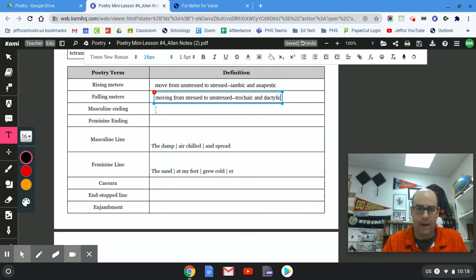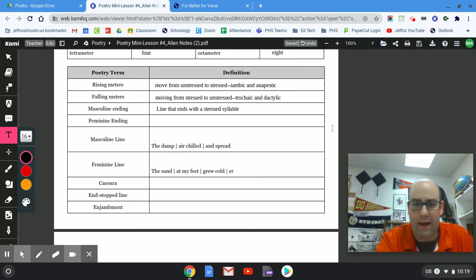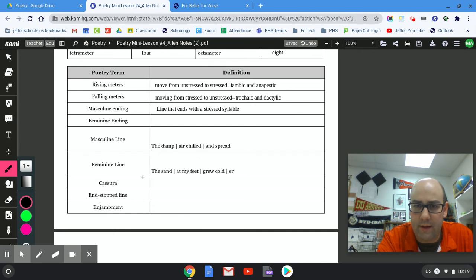Okay, now we get masculine and feminine, and these are super sexist. So a masculine ending is a line that ends with a stressed syllable. So to have a masculine ending, you're going to have a stressed syllable. Oh, I need to go to the drawing tool. There we go. All right, you have to have a stressed syllable at the end, right? And then you can see that the feminine one is going to be opposite, unstressed.